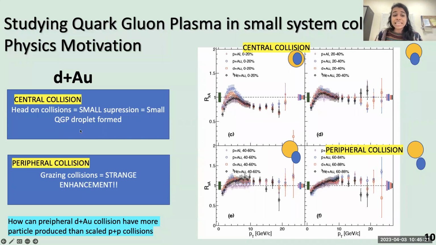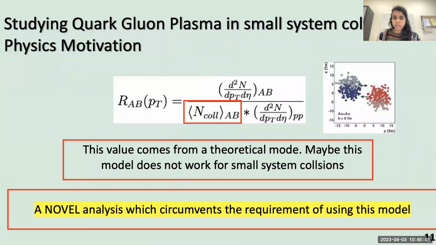It was realized that in central collision, we observed a small suppression at high pT corresponding to possible small QGP droplets being formed. Whereas in peripheral collision, we saw an enhancement which could not be explained by any known physics effect. Why would a peripheral deuteron-gold collision produce more pi zeros than that of a PP collision scaled appropriately?